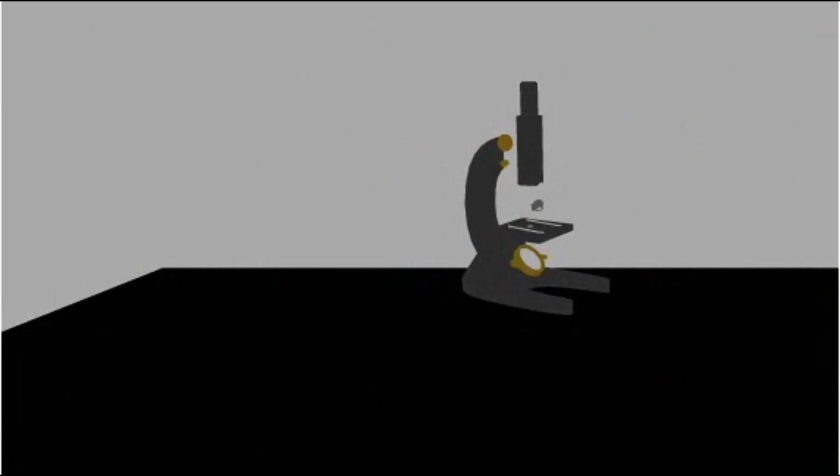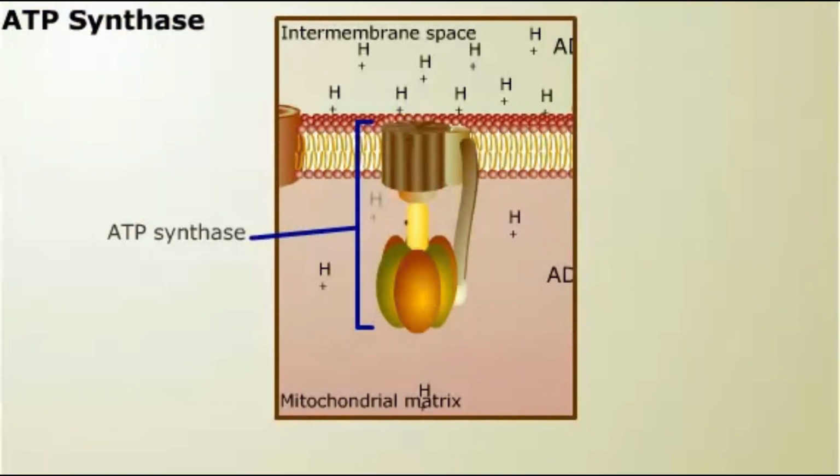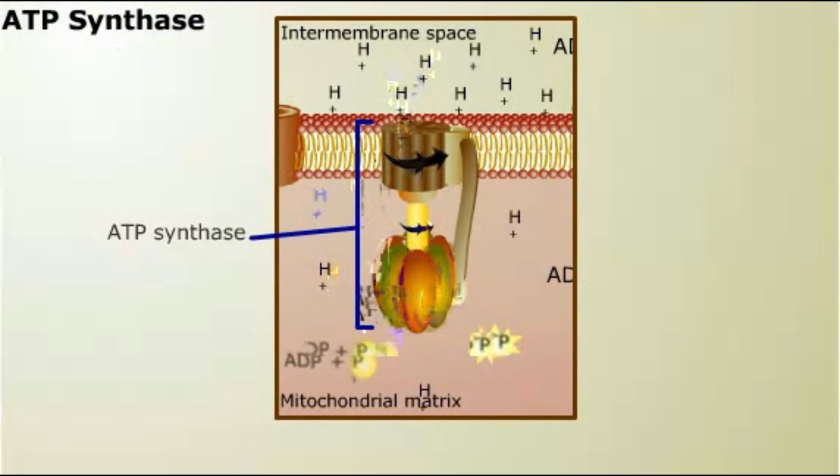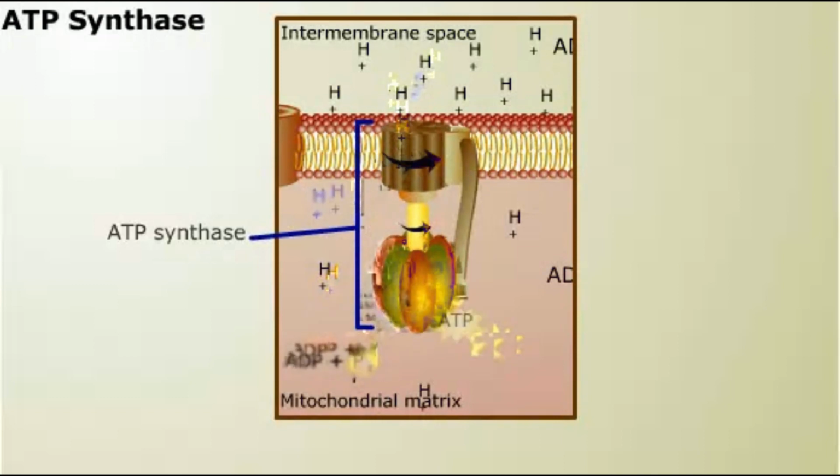How does the proton motive force make ATP? As you will see, there's another protein complex, complex 5, also known as ATP synthase. ATP synthase is a rotating molecular motor that contains a proton channel. When protons flow through this channel, ATP is synthesized.